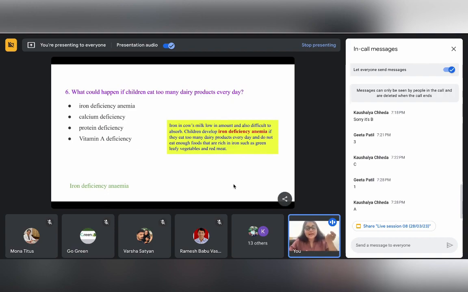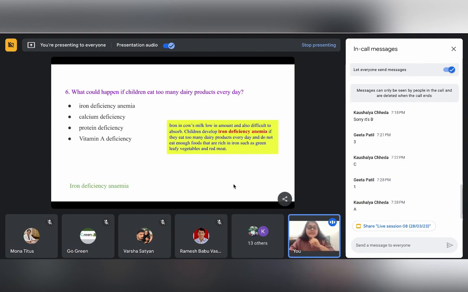Another thing that might happen if the child is more concentrated on eating dairy products is that the child might deprive himself or herself from eating more nutritious food, like vegetables and fruits, which are rich in vitamins and minerals. For example, red meat and leafy vegetables are very rich sources of iron. If the child is not having these, that also in this entire cycle leads to iron deficiency anemia.